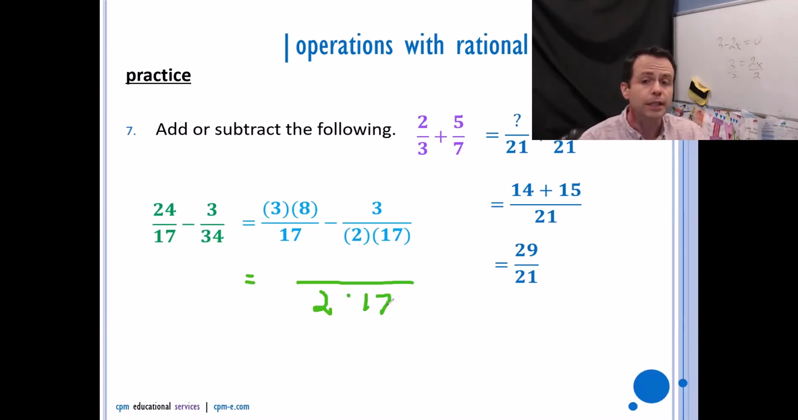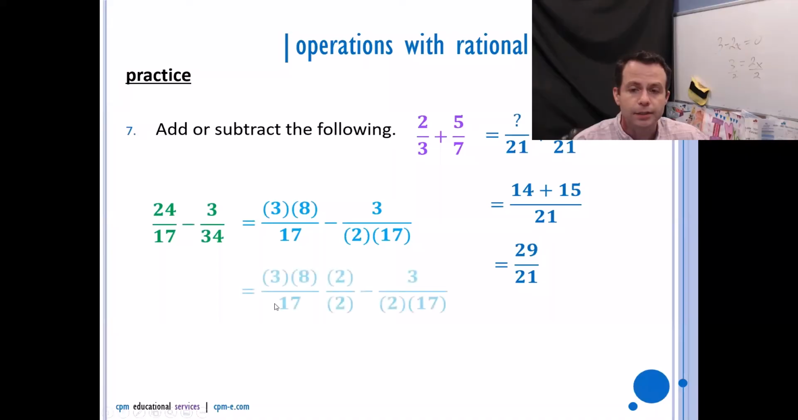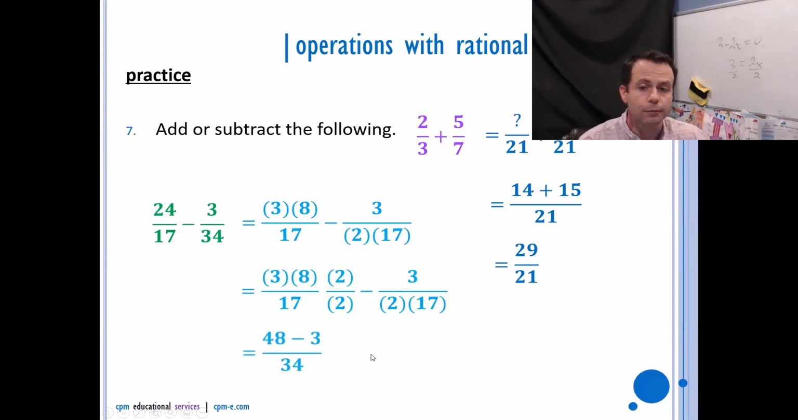Okay, so really, in order to accomplish this, all that's missing is I need a 2 on this guy. You see that? So if I put a 2 on that guy, I need to put a 2 on this guy as well, because whatever I do to the bottom, I have to do to the top. Okay, so that's going to look like that. And then that gives me a common denominator of 34 on the bottom. And then on the top, I end up with 48 minus 3, which is 45. Okay, so now we're going to practice doing that with polynomials.